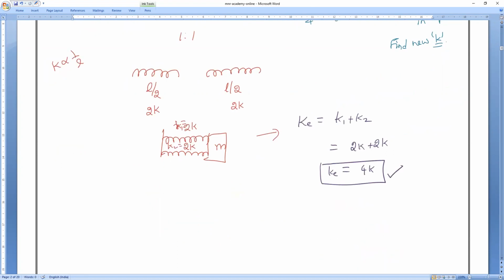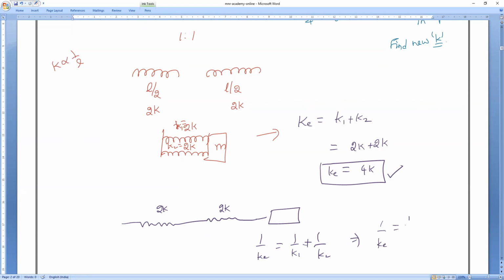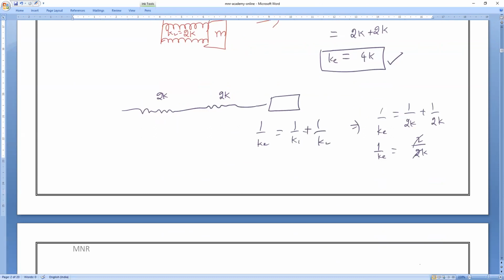If, for example, these both are connected in series, then what will happen? This is 2k and this is 2k. So 1 by k is equal to 1 by k1 plus 1 by k2, which is 1 by 2k plus 1 by 2k. The LCM is 2k, so 1 plus 1 is 2, and the 2 gets cancelled. So 1 by k is equal to 1 by k, and the new spring constant is k. Am I right or wrong?